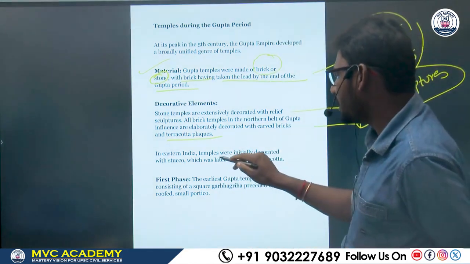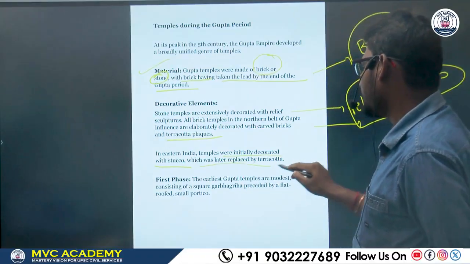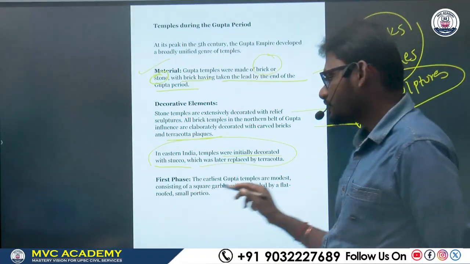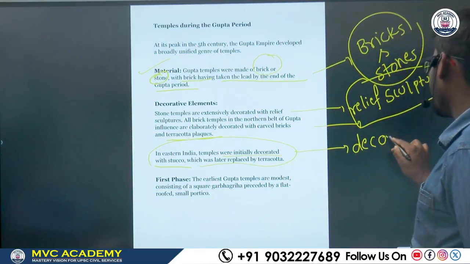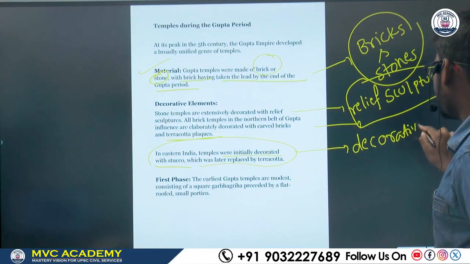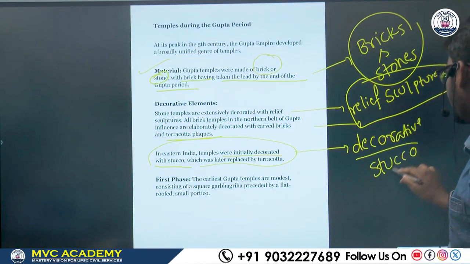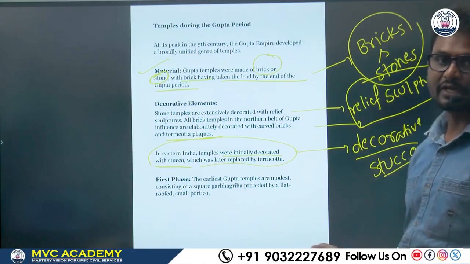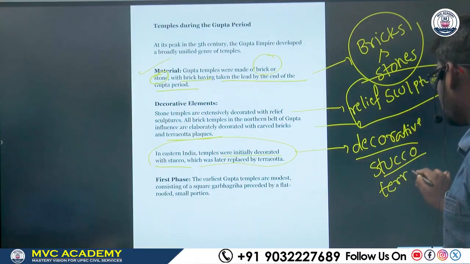Next, in eastern India, temples were initially decorated with stucco but later replaced by terracotta. So first, the decorative material in the eastern temples was stucco. Stucco is a material used for decorative purposes. Next, it was replaced by terracotta.